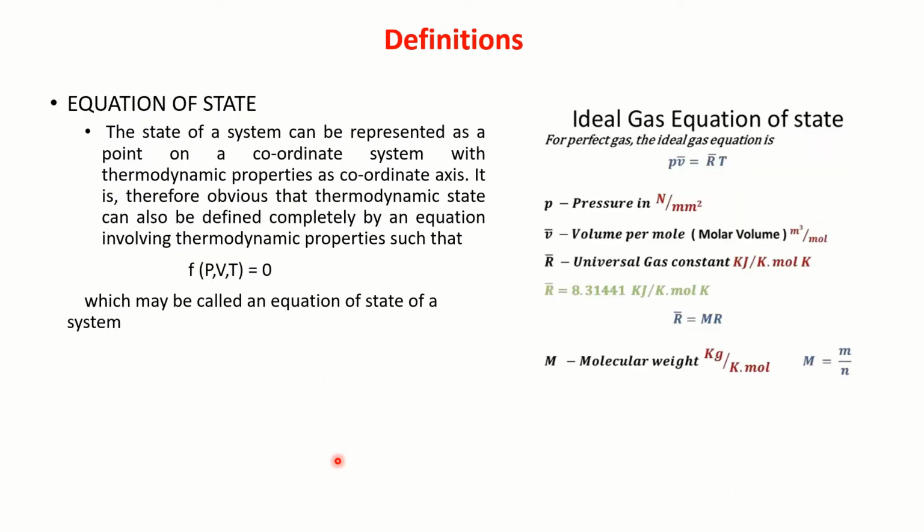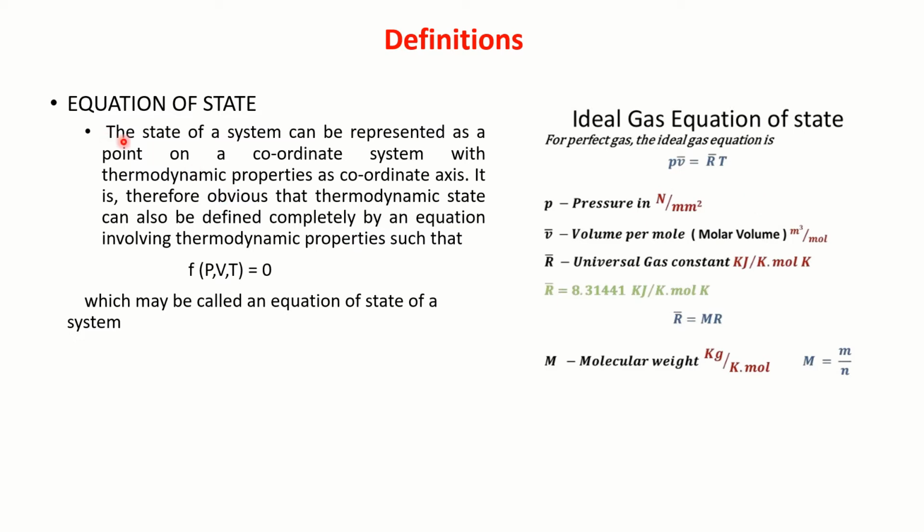This is the equation of state. In chemistry and all that, you must have studied about the ideal gas equation PV equal to RT. So, this is an equation of state. I know the properties pressure, volume per mole, and temperature, and it is possible to represent this. But in the form of an equation, when we write it as PV equal to RT, this is what we call the equation of state of an ideal gas.